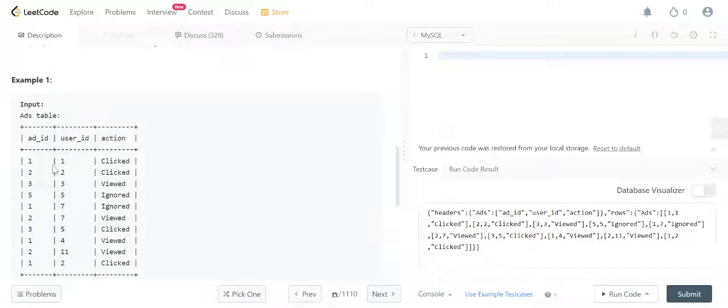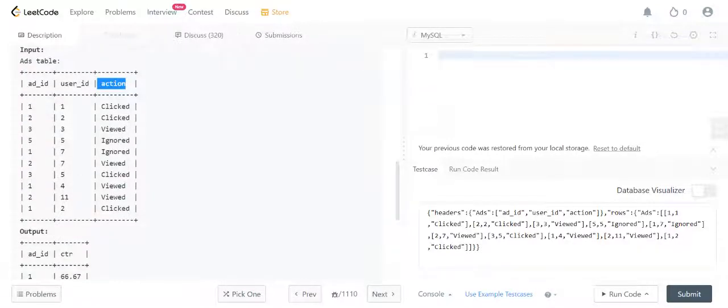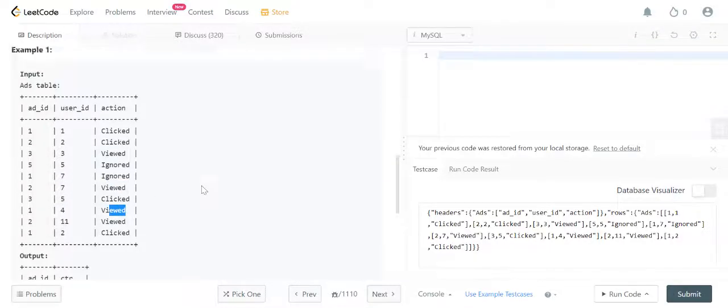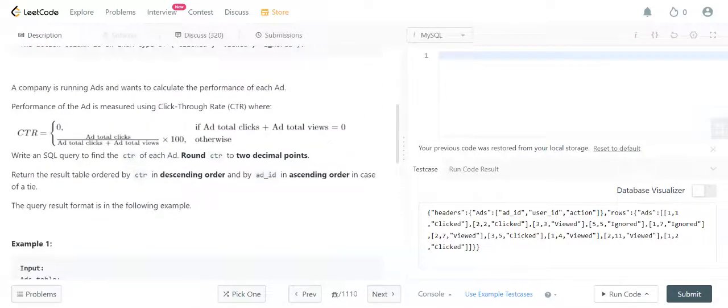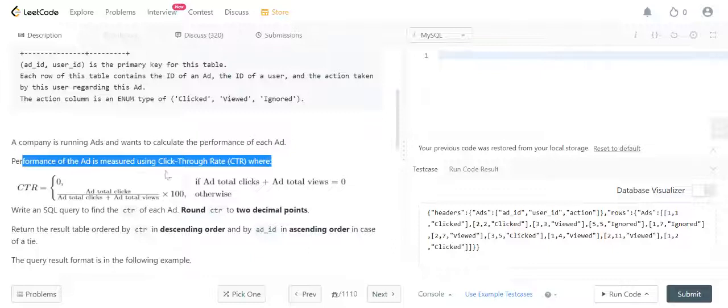If you just have a look at this table, we have ad ID, user ID, and action. For this particular ad ID, let's say we have user ID one and he has clicked. For the same ad ID one, we have user ID seven and he has ignored. And again for one, we have user ID four and he has viewed. So what we have to find out is the performance of each and every ad. And how is the performance of an ad going to be measured?